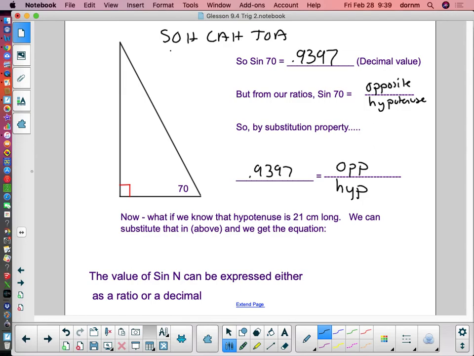Now, what if I know that my hypotenuse in this, so now I've got a triangle, what if we know the hypotenuse is 21 centimeters long? I know that side's the hypotenuse, it's across from the 70 here, the angle becomes my perspective. Which side is the opposite? Is it the left or the bottom? The left. So I'm going to call that X. Okay? The adjacent is down here. It's not involved right now.